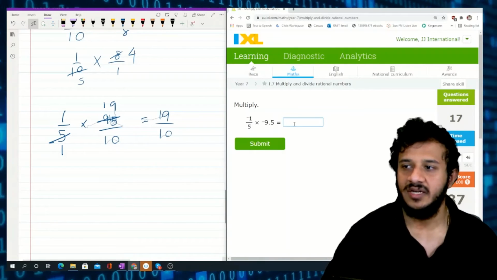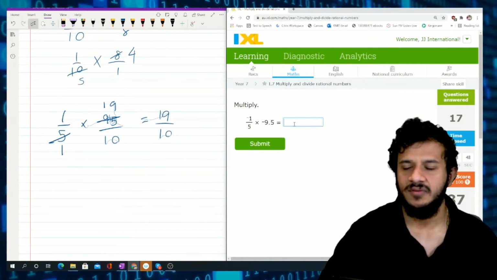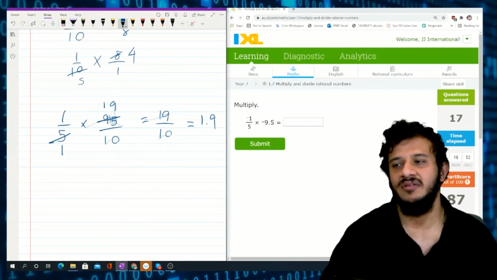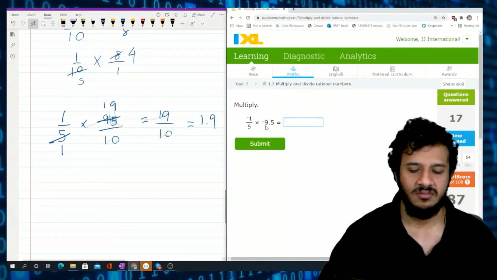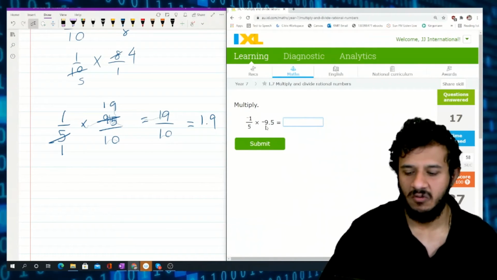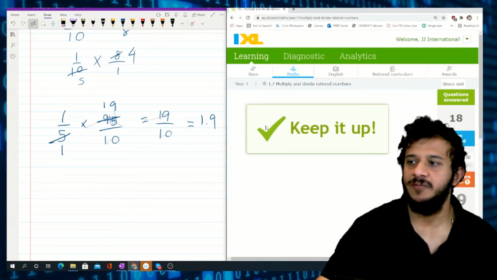So either you can write 1.9 or 19 over 10. Come on, dividing by 10, we already know it's a 9, 1.9. Let's do it like that. Why not? You can either put 19 over 10 or 1.9. I would like to go with 1.9.